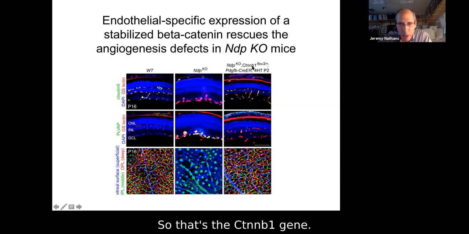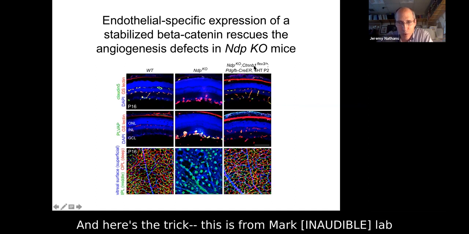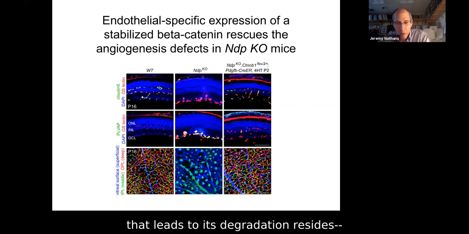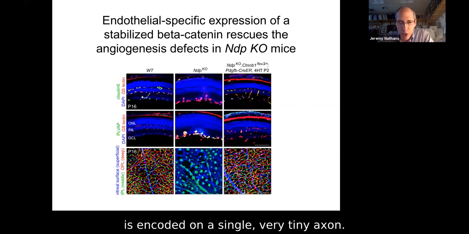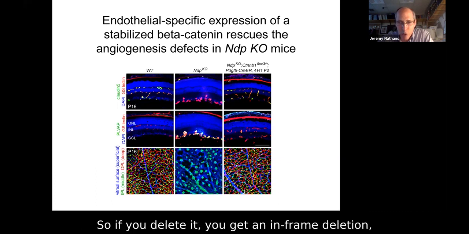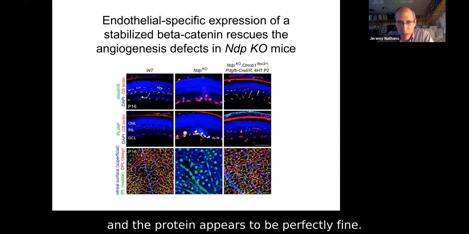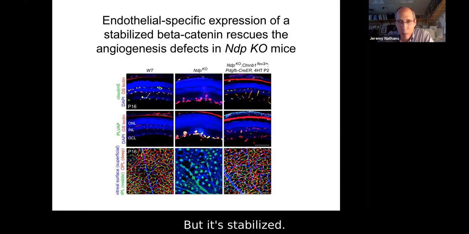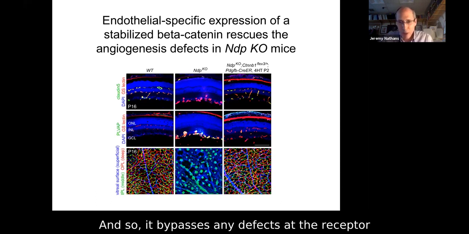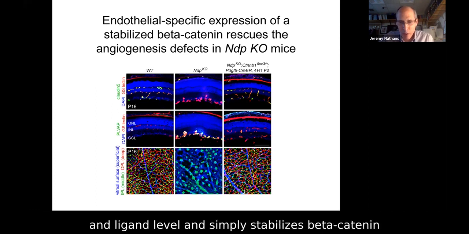So that's the CTNNB1 gene. And here's the trick. This is from Mark Takeda's lab in Japan. Turns out that the phosphorylation site on beta-catenin that controls its stability, that leads to its degradation, is encoded on a single very tiny exon. That exon happens to be a multiple of three nucleotides. So if you delete it, you get an in-frame deletion, and the protein appears to be perfectly fine. It doesn't need this little segment of polypeptide, but it's stabilized. It can't be degraded nearly as efficiently as the wild type protein. And so it bypasses any defects at the receptor and ligand level and simply stabilizes beta-catenin within the cells.